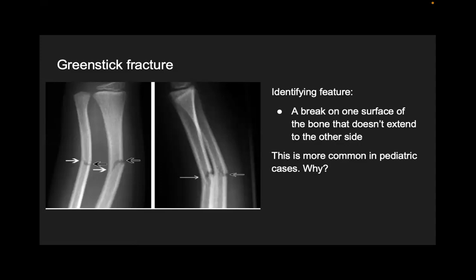This is more common in pediatric patients. Why? Think about it. Do you guys understand why it's called a greenstick fracture? It looks like one of those. Yes, you could look at it that way, right? Or have you ever picked up a tree branch and broken it, but one part is still intact? When you're touching that kind of wood, what does it feel like?